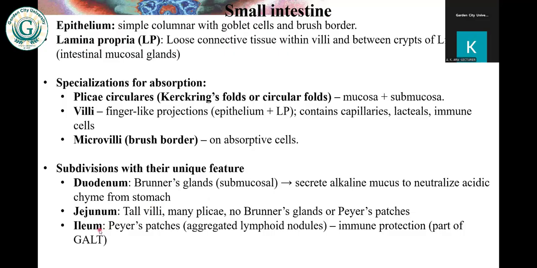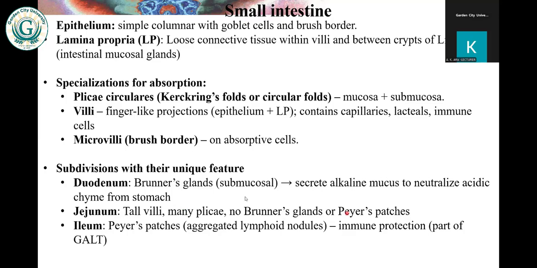Then I also said that the ileum has Peyer's patches, which are aggregated lymphoid nodules, and that one plays immune protection. So how do you identify the jejunum? No Brunner's glands. If it's not duodenum, and if it is not ileum, then of course it is jejunum. So no Brunner's glands or Peyer's patches.